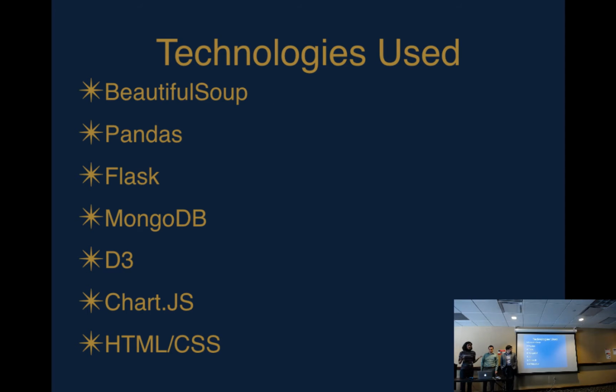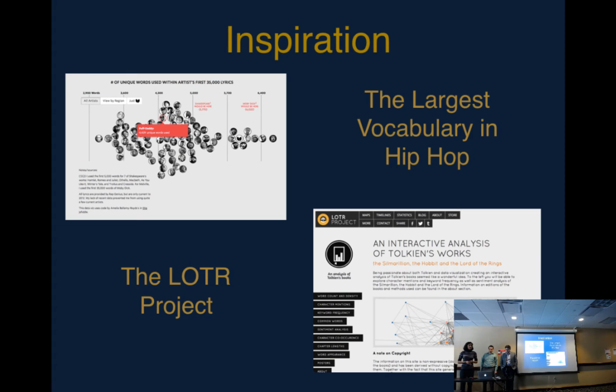Okay, and so to do that, the technologies that we used were BeautifulSoup to scrape some data. We used Pandas to clean up some of the data that we scraped. The Flask app, we built our database using MongoDB, and obviously some HTML and CSS.